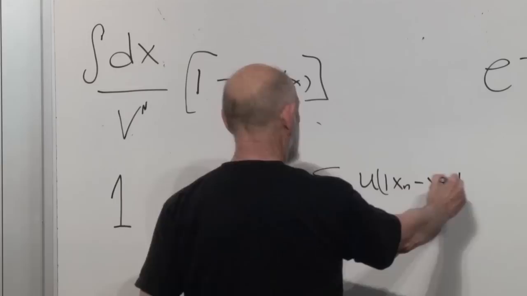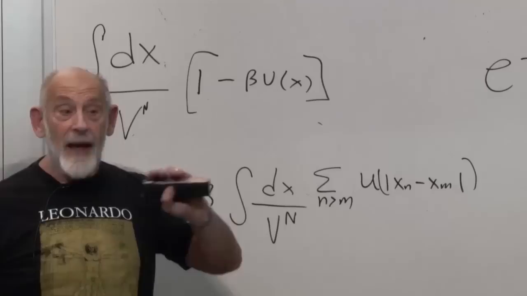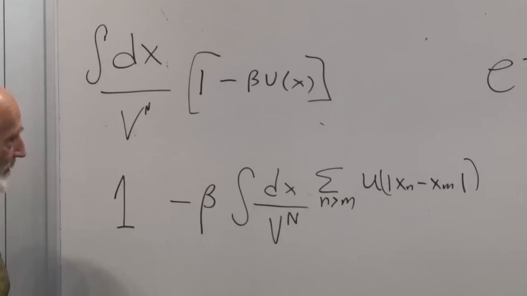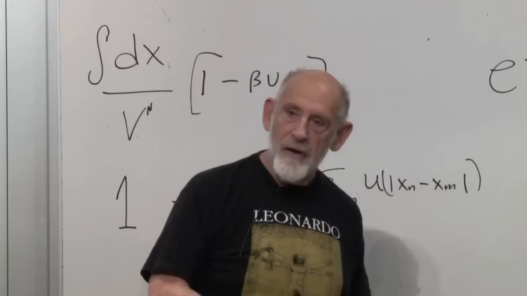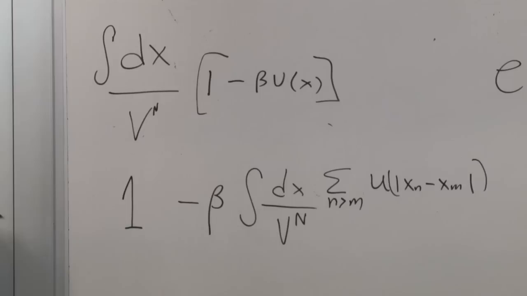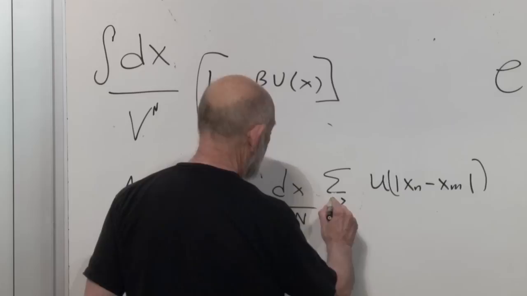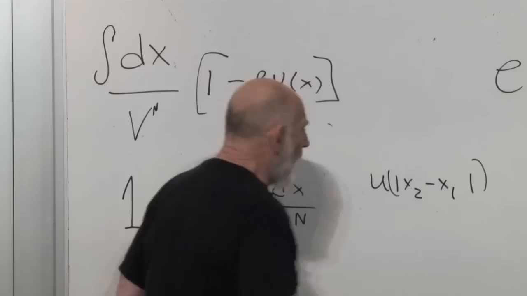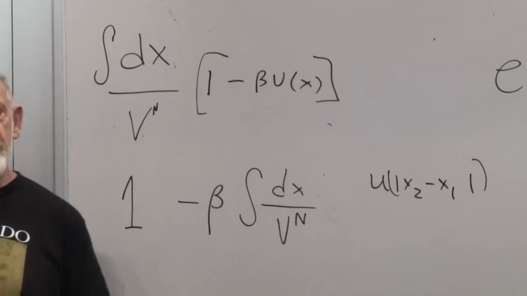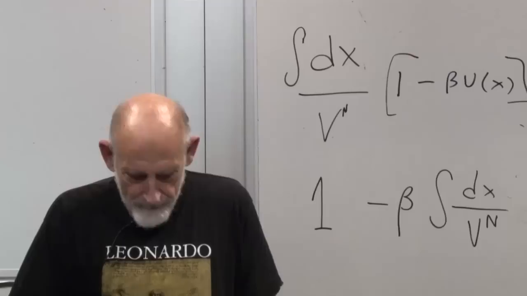Okay, this is a sum of integrals. Let's focus on one, and every one of them gives exactly the same answer as every other one, because there's nothing distinguished about particle 2 and particle 7 relative to particle 50 and particle 494. You have the same answer. And in fact, they will give exactly the same answer as particle 1 and particle 2. But how many such terms do I have? How many such pairs are there? Which is what? N times n minus 1 over 2.